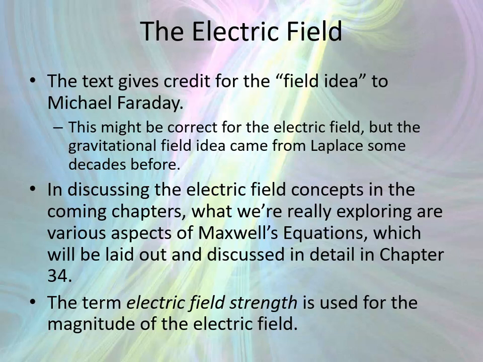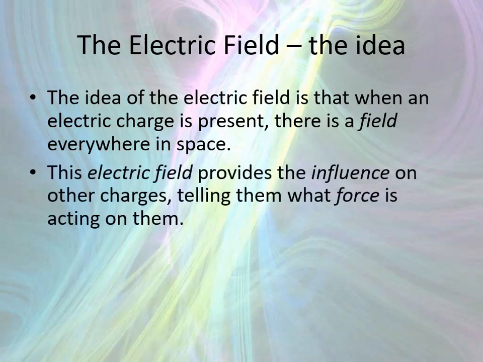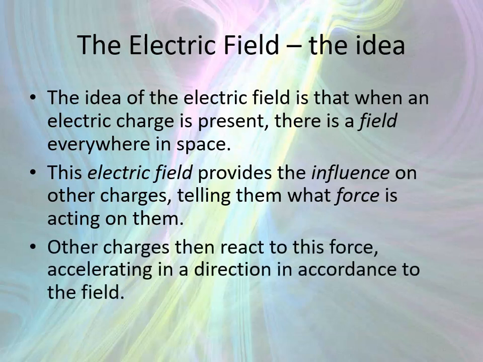A lot of times you will have problems that discuss the electric field strength. That's code for take the magnitude of the electric field. In other words, electric field is a vector. It has a magnitude, called the electric field strength, and a direction, called the direction. So the idea is that whenever an electric charge is present, there's a field everywhere in space, and it influences other charges by exerting forces on them.